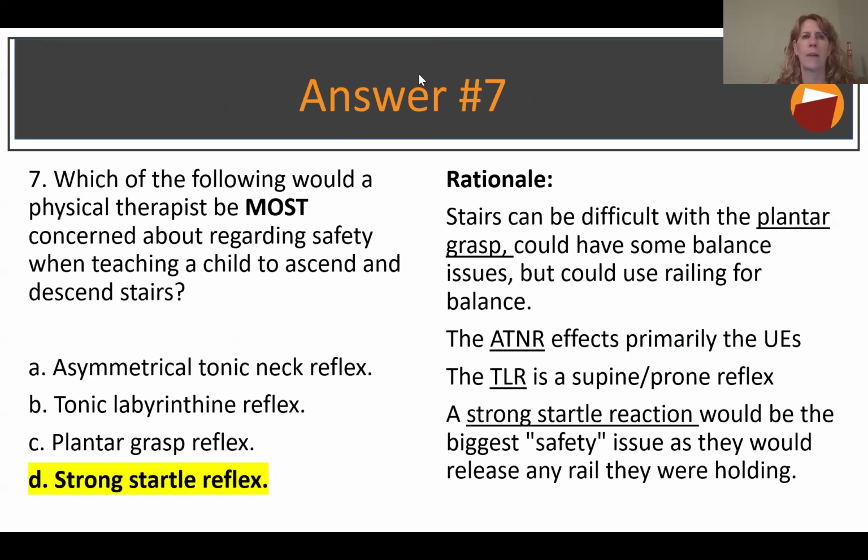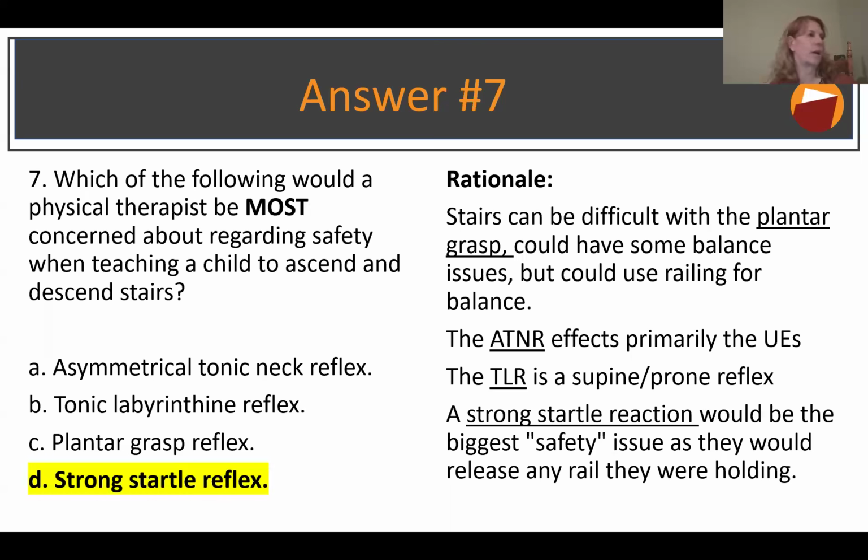All right. Number 7. I think this is the one I don't like. Yeah, we were all over the place. I don't like this question. Let me tell you my thinking, but I don't think it's probably the best question. So I'm thinking if they're going up and down the stairs and they have an ATNR, I'm thinking about them holding onto a rail. I probably need to change it so they're holding onto a rail.